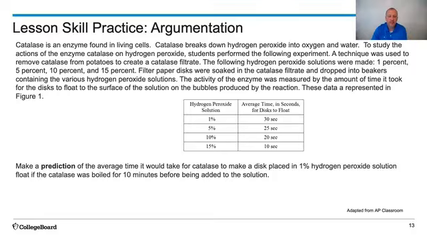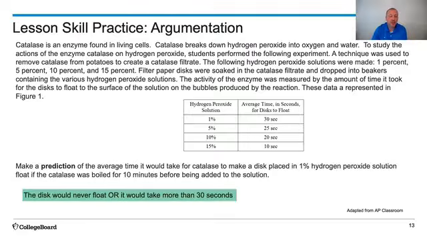Welcome back. For today's question, you were making a prediction of the average time it would take for catalase to make a disc placed in 1% hydrogen peroxide solution float if the catalase was boiled for 10 minutes before adding to the solution. Your answer should involve that the disc would never float, or it would take more than 30 seconds.